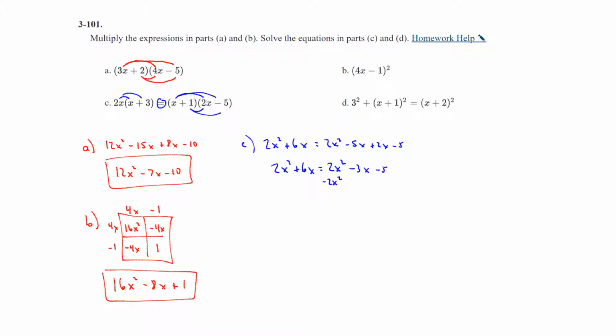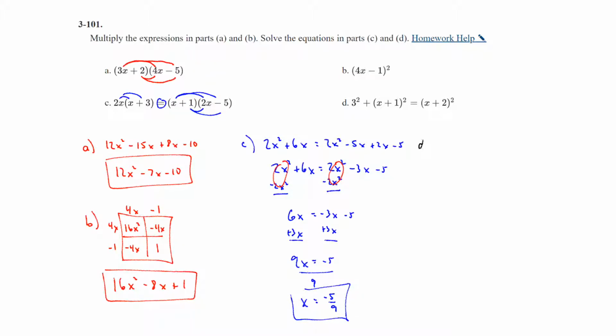You'll notice when we subtract the 2x squared from both sides, we get our nice zeros on both sides, so that works out really well that those are both gone, and now we're just left with a linear equation. And then we can get the variable terms on the same side, so I'm going to add 3x to get 9x equals negative 5, divide by 9, and x is equal to negative 5/9.